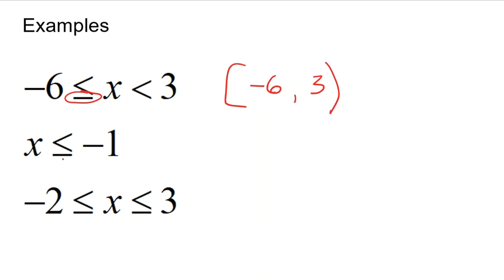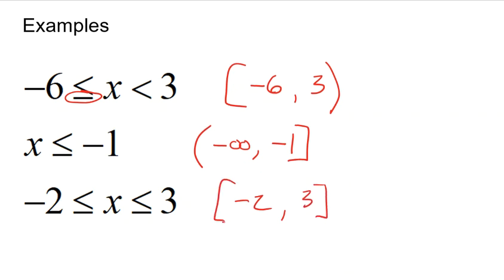This is x is less than or equal to -1. So less than means way to the left. So that's -infinity, as far down as I can go. And then we're bounded on the right by -1, and I'm allowed to equal it. So I'm going to use a bracket, parentheses always on the infinities. All right, this next one is, again, bounded between -2 and 3. I'm allowed to equal both of them, so I'm going to use some brackets there, okay?